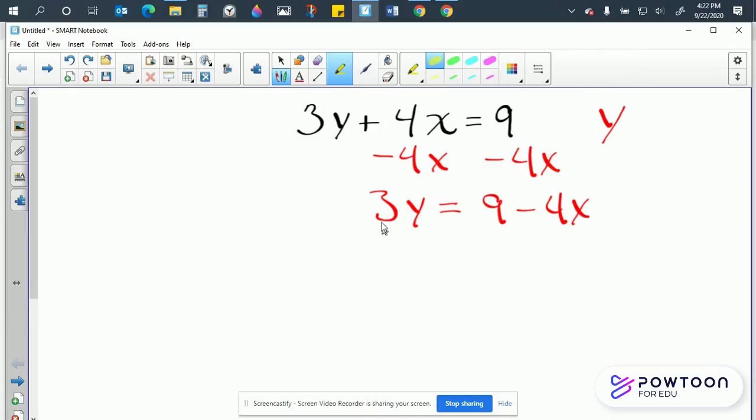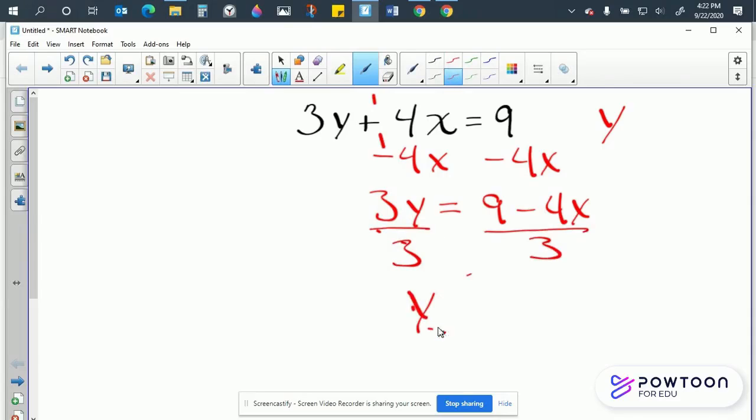Now to remove my 3 times y, we're going to do the inverse operation of times and divide by 3. So y equals, and here we can divide up the 9 divided by 3 and the 4 divided by 3. So we get 3 minus 4 thirds x.